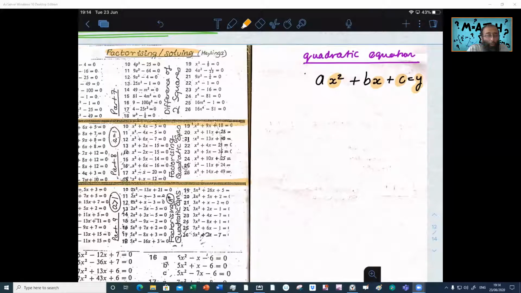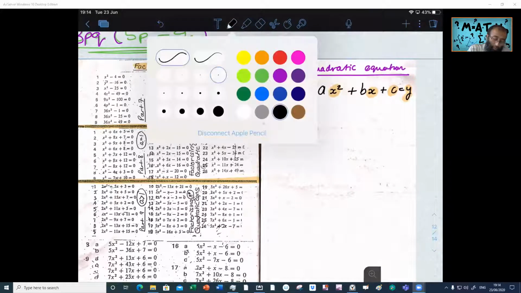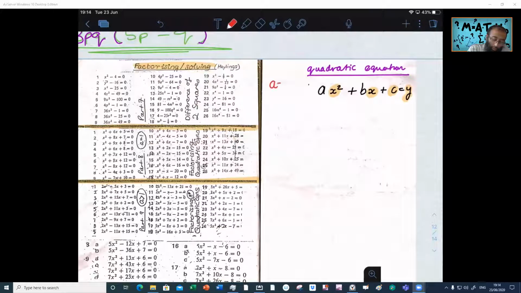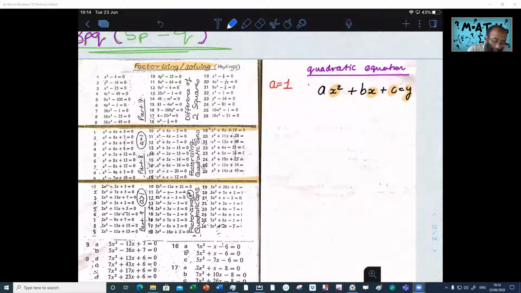Now, in the questions that we're going to look at today for factorizing quadratic equations, the a value will be 1 constantly. So a will always be 1. And how do we know it's 1? I'll show you how we know it's 1. So if I write down, for example, question number 1, which is over here, under what I've just written down, you will see how things match up and what is what.